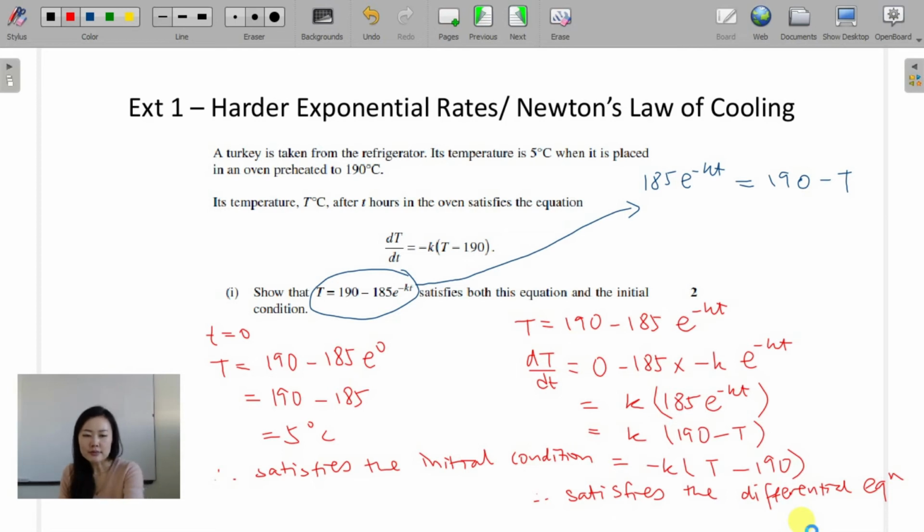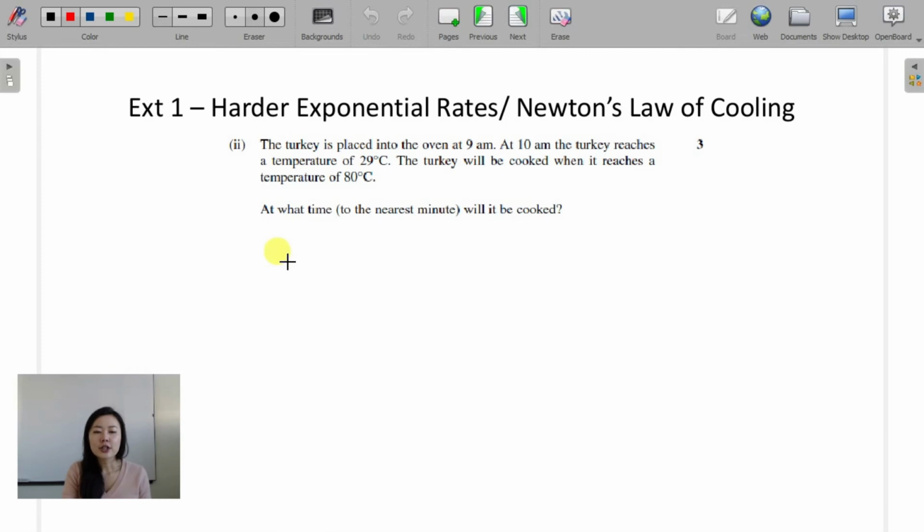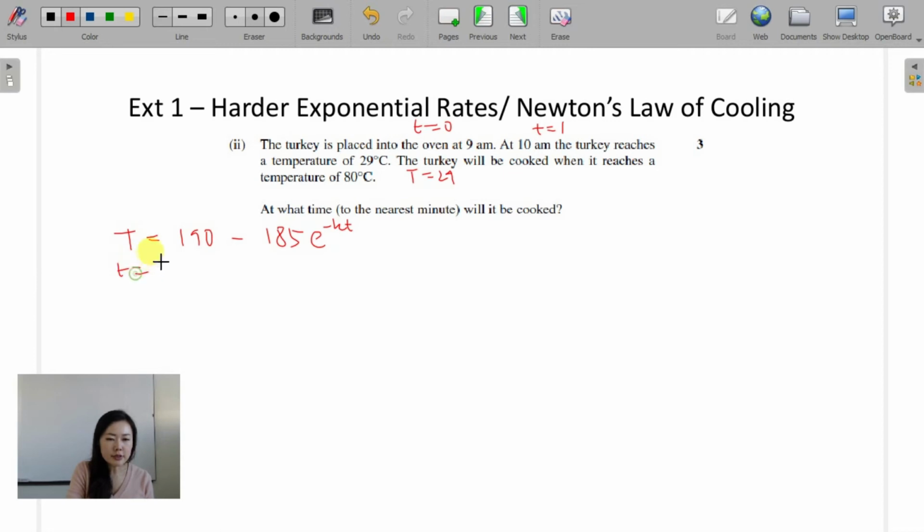Okay, moving on. So now actually doing some calculations with that. So at 9 a.m., it's shoved into the oven, so that's t equals 0. At 10 a.m., 1 hour later, it's 29. Okay, so that's going to help us figure out the k value. So let's copy the equation first. Alright, so sub it in. When t is equal to 1, temperature is 29.